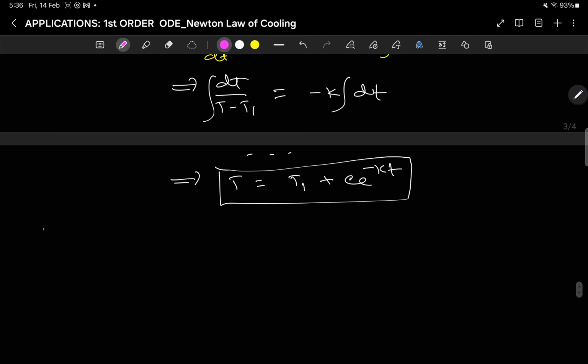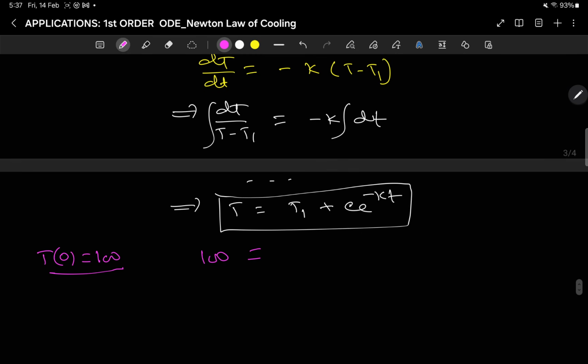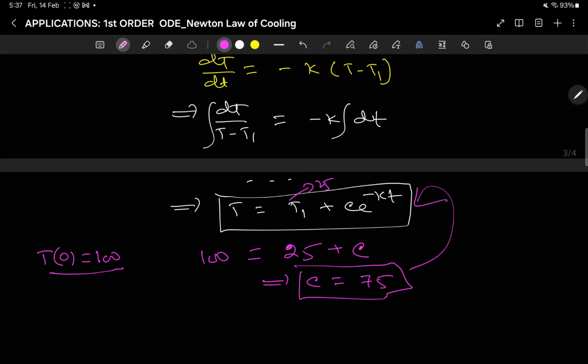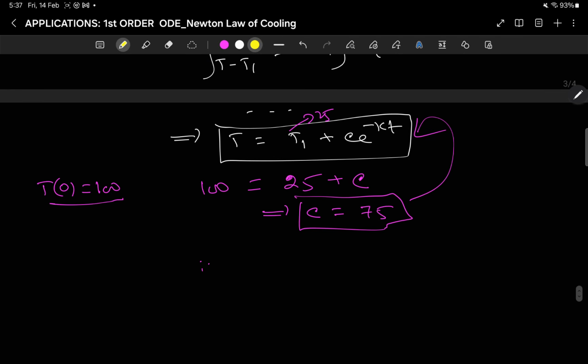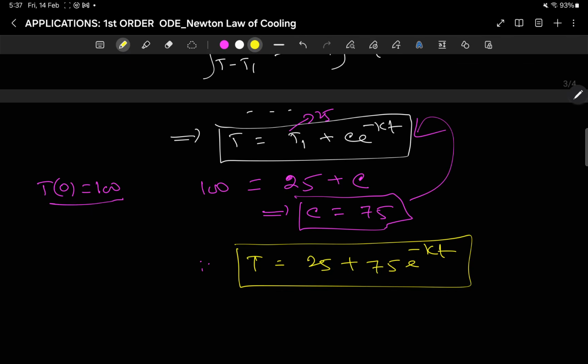Okay, so now impose the conditions. T of 0 is equal to 100. So you substitute it. Here 100 is equal to the value of T1, T1 is 25, this is 25 plus C. So this implies C is equal to 75. So this is the value of C. If you substitute it here, then T is equal to 25 plus 75 e to the power minus kt.